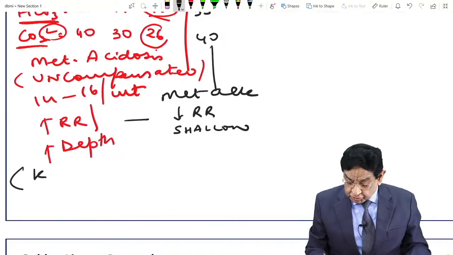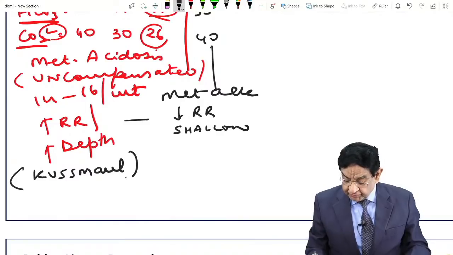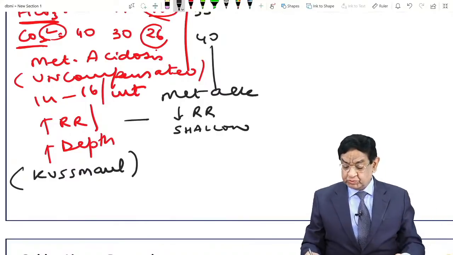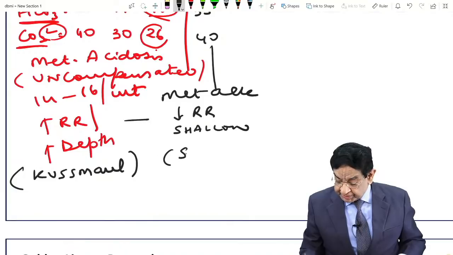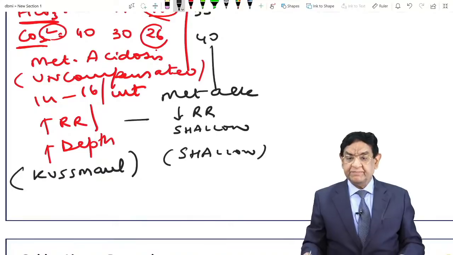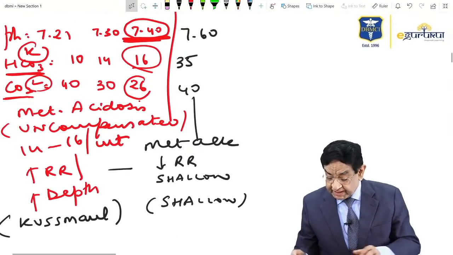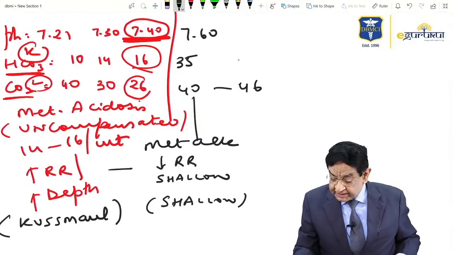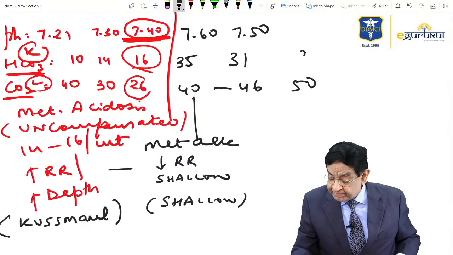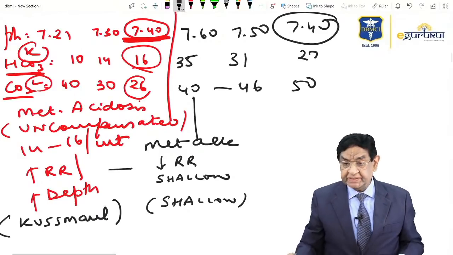This is known as small breathing. In the previous one, the rapid rate of breathing was small, and here it is shallow breathing, or so-called slow breathing. The ultimate aim is to retain the CO2. So after some time it becomes 46, it becomes 31, 7.50. After some time this becomes 50, this becomes 27, 7.40. It has been compensated fully.